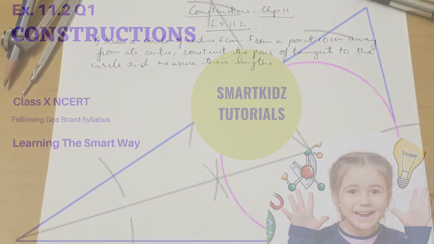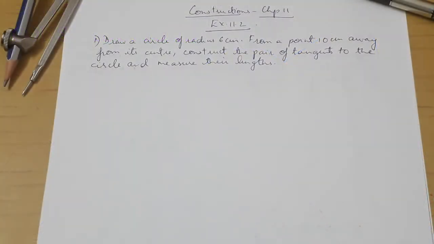In this video, we'll be learning to construct a pair of tangents from an external point to a circle. So we have been constructing triangles. Now we will construct circles with tangents. Okay, and from exercise 11.2.